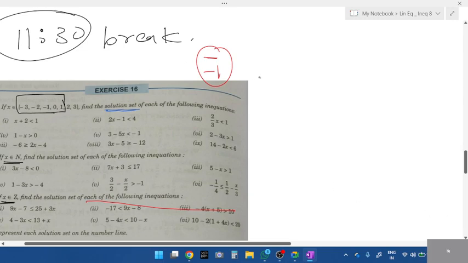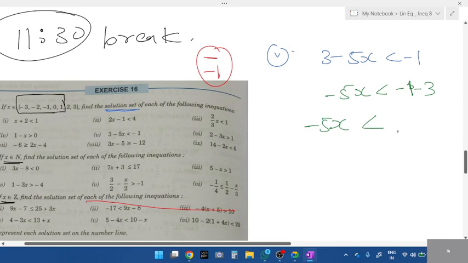We will try to complete at least 1 minute. Fifth question. What is given? Okay, first, let us keep minus 5x as it is. What happens to 3? Respond. 3 goes to the other side. Minus 1 plus, minus 1 minus 3 or plus 3? Minus 3. Minus 5x less than, what is minus 1 minus 3? Minus 4. Very good.